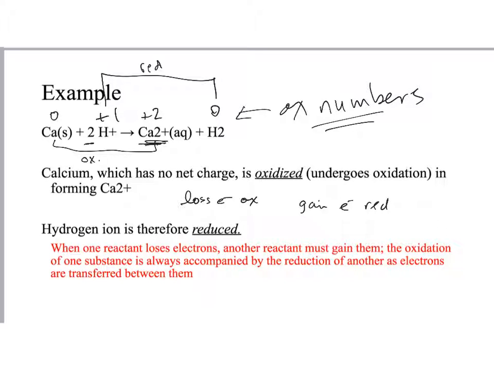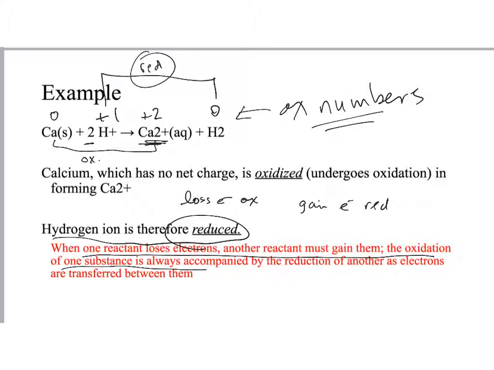That's gaining, so that's a reduction. So H+ ion is therefore reduced. Notice what it says in red, obviously important. When one reactant loses electrons, another must gain them. The oxidation of one substance is always accompanied by the reduction of another as electrons are transferred between them.